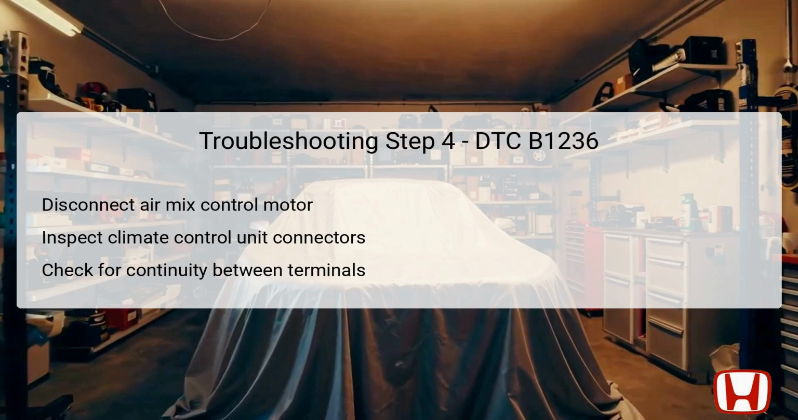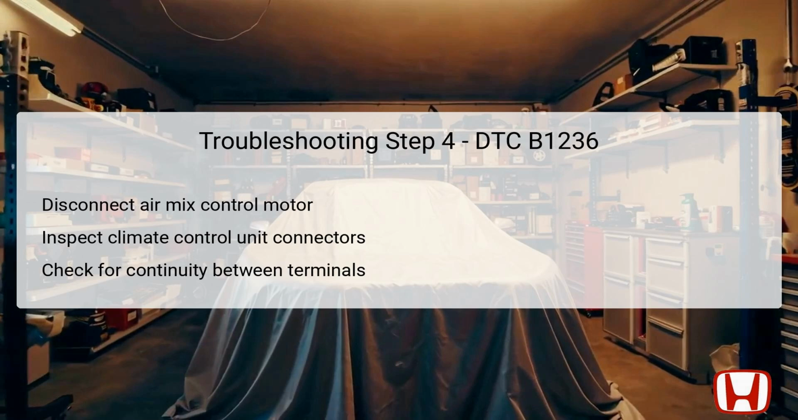After assessing the motor's functionality, the next troubleshooting step is to disconnect the passenger's air mix control motor from its 7P connector. This action is crucial for isolating the motor to perform further tests on the wiring harness and connectors associated with the climate control system.